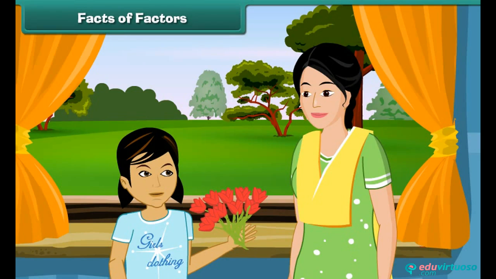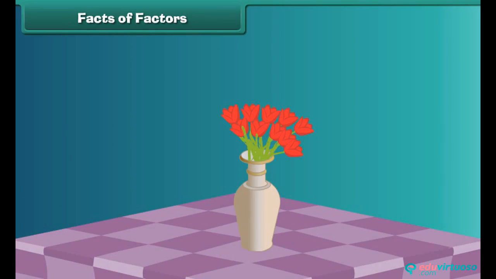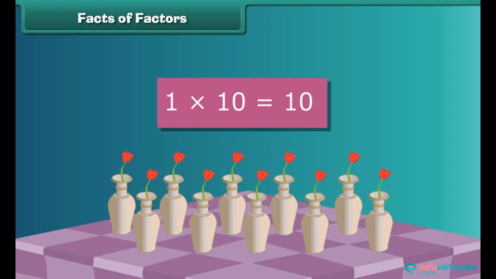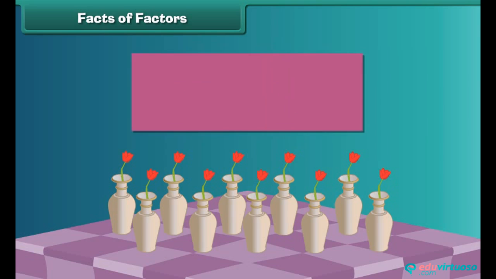Prerna gifts her mother a bunch of 10 red roses on her birthday. Prerna's mother arranges them all in a single flower vase. We can express this arrangement as 10 multiplied by 1 is equal to 10. Prerna's mother tries out a different arrangement. She places the roses one each in 10 vases. We can express this arrangement as 1 multiplied by 10 is equal to 10. 1 and 10 are factors of 10.